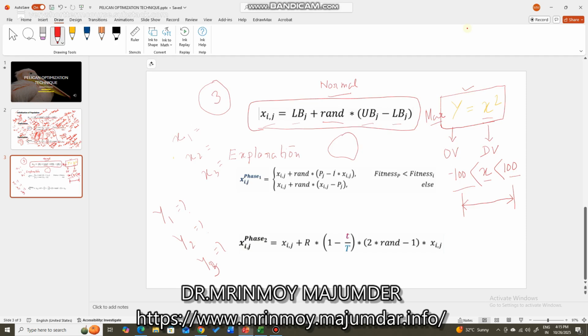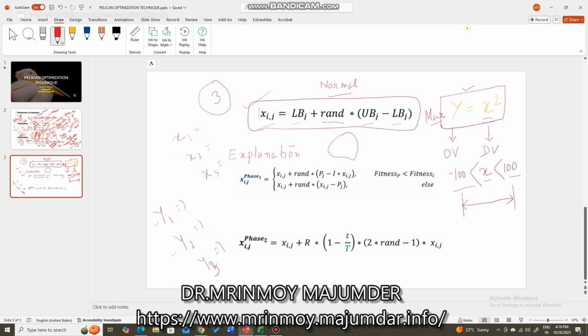Okay, so we have done that. Now we have generated x1, x2, x3 with the help of this formula, found the value of y1, y2, y3, and compared them. The maximum is your best solution always, because we are in the maximization problem.